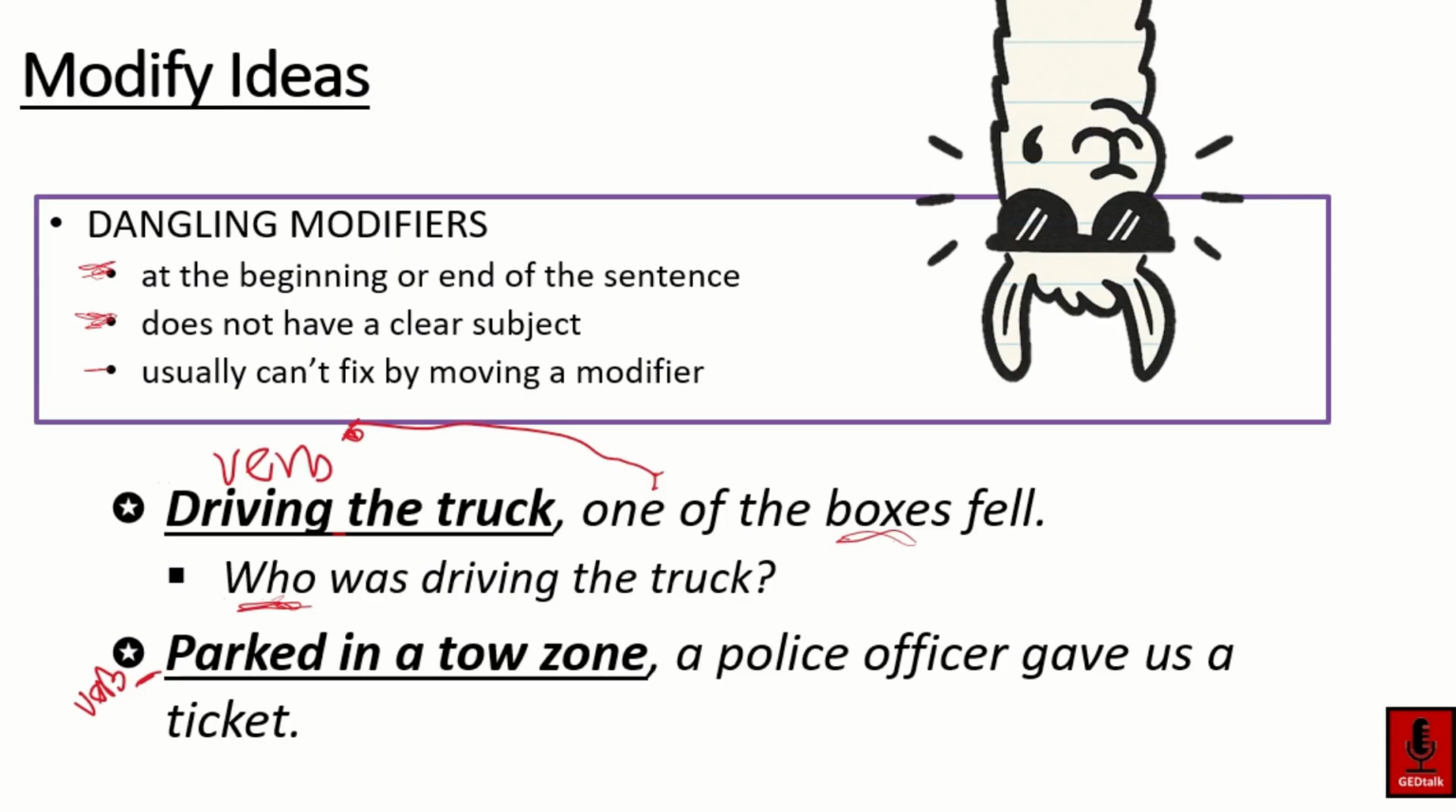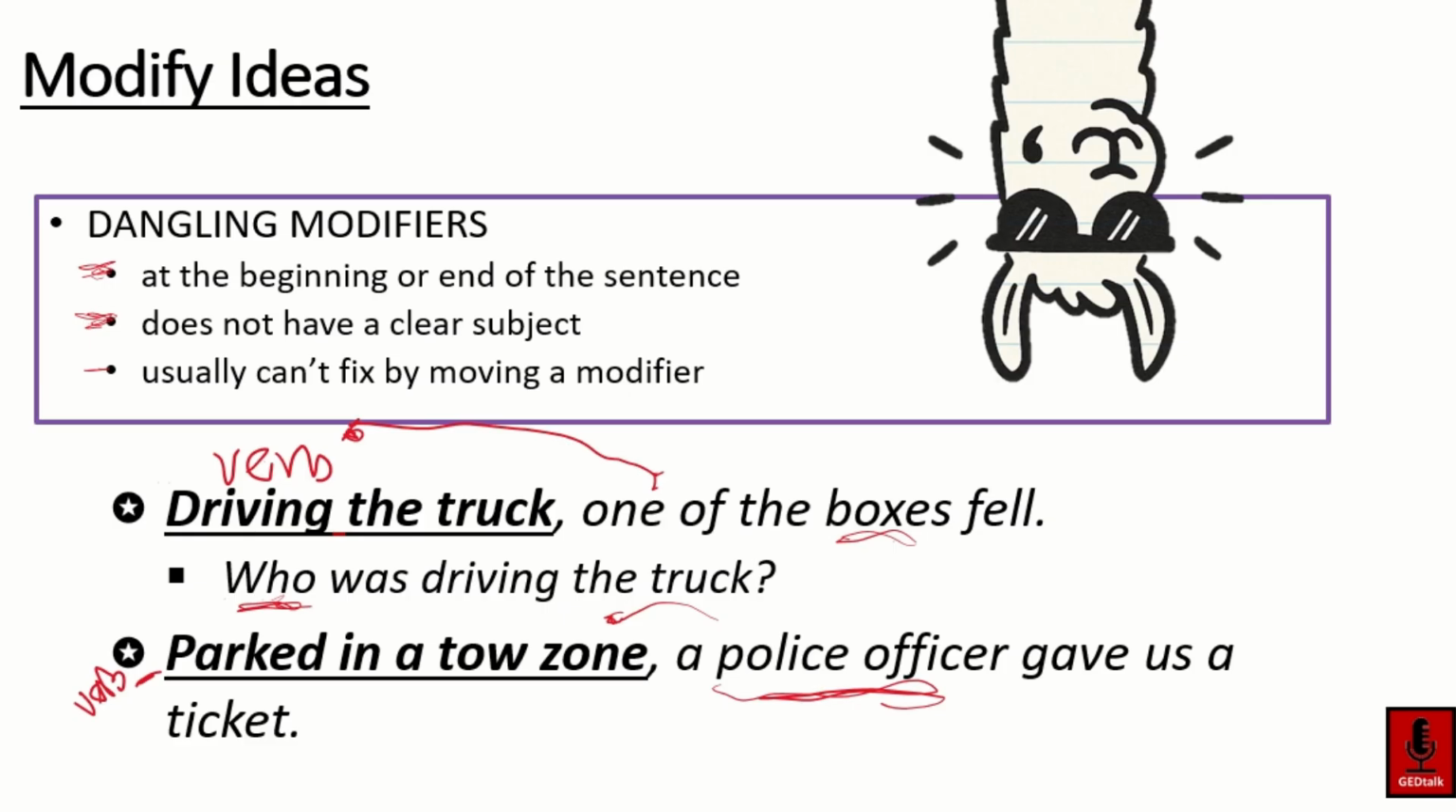Driving the truck is a misplaced modifier. The second sentence, parked in a tow zone, a police officer gave us a ticket. The police officer is not the one that's parked in the tow zone, but without a subject, without a noun to let us know who's completing these verbs, we're scratching our heads thinking, what's going on with these sentences? What's going on with these dangling modifiers that were introduced to us? And now the message of the sentence is totally messed up.